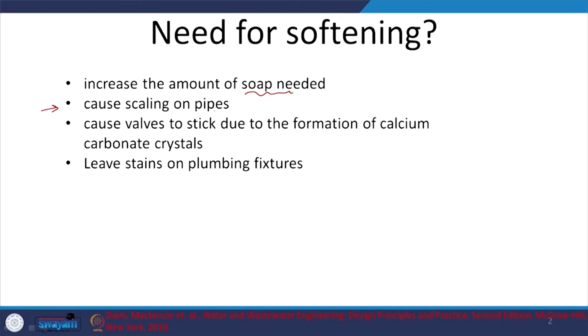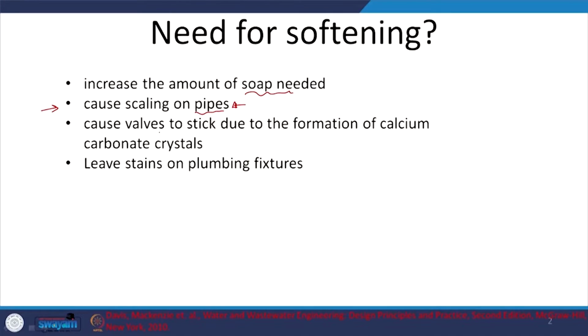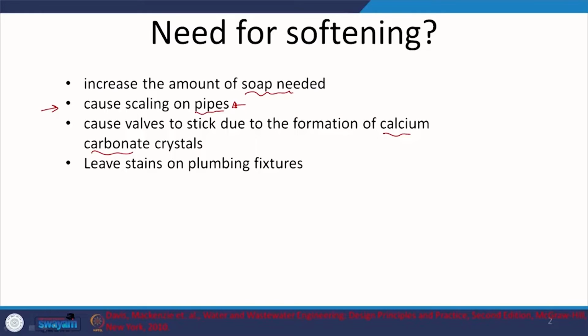This is seen quite often in Indian bathrooms. You see scaling on pipes. Sometimes the pipes or even the taps break off, especially the cast iron or metal pipes. It also causes valves to stick, and valves that are not often used or maintained harden up and you can't really use them. Why is that? You have calcium carbonate crystals preventing free movement of that particular valve.